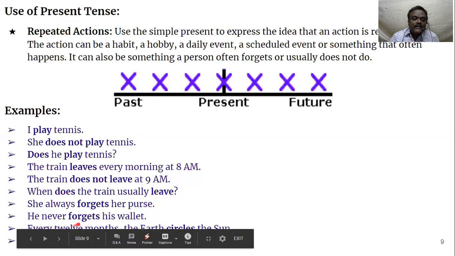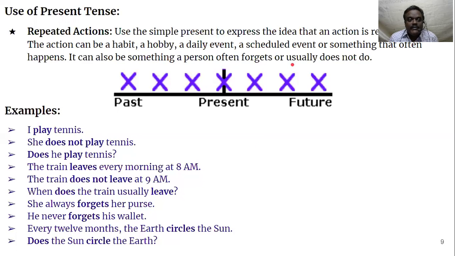And here I have some examples for you to consider. I play tennis maybe every day. She doesn't play tennis. See, she doesn't like it, so we simply use simple present tense. Does he play tennis? Question. The train leaves every morning at 8 a.m. See, scheduled event. The train doesn't leave at 9 a.m. It is also scheduled. It is not there in the schedule. So we can say, when does the train usually leave? Again, we are questioning on the schedule.